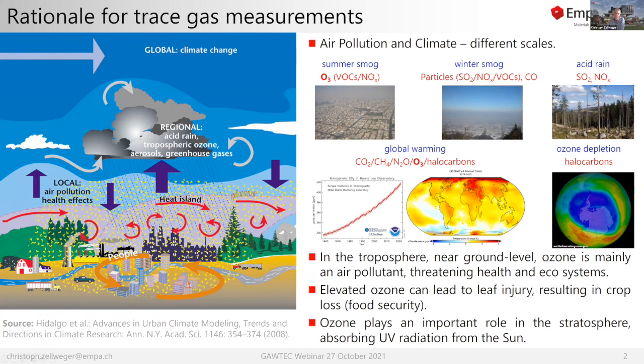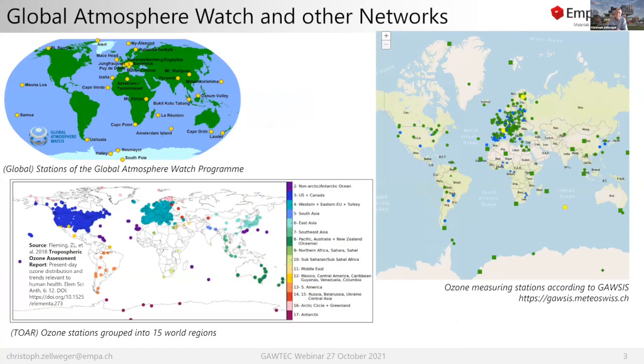On the other hand, you also know that ozone is not only bad. In the stratosphere, it plays an important role because it absorbs UV radiation from the sun. Because the composition of the atmosphere is important, we have measurement networks, like the Global Atmosphere Watch Program, and also other networks, for example, on national levels. The Global Atmosphere Watch currently has 30 global stations and around 400 regional stations.